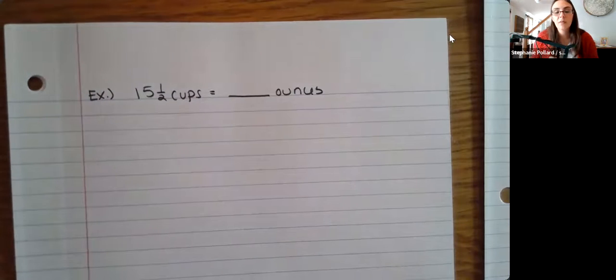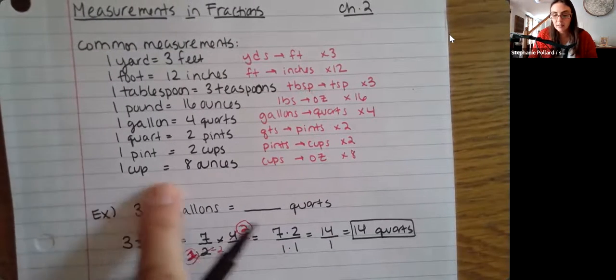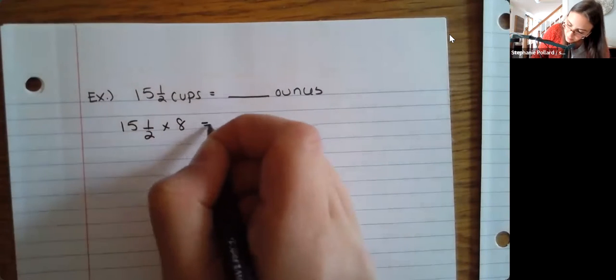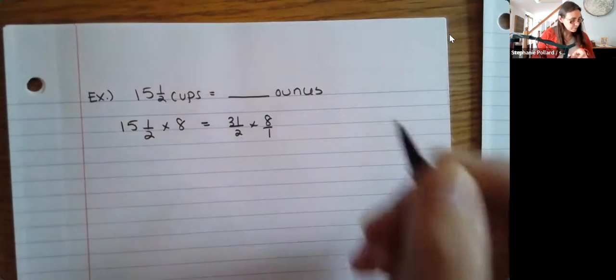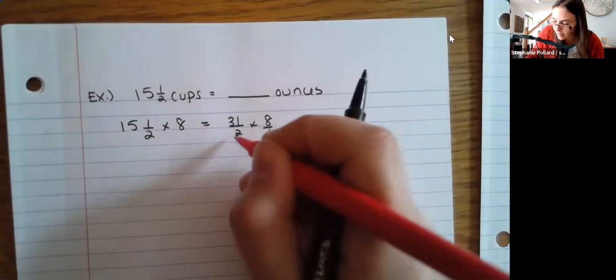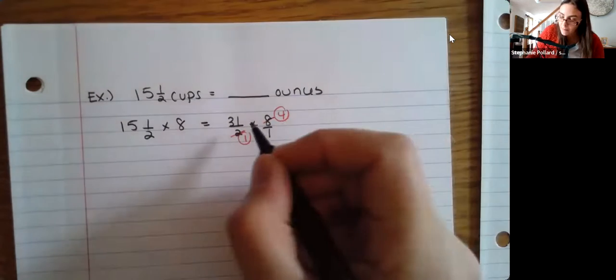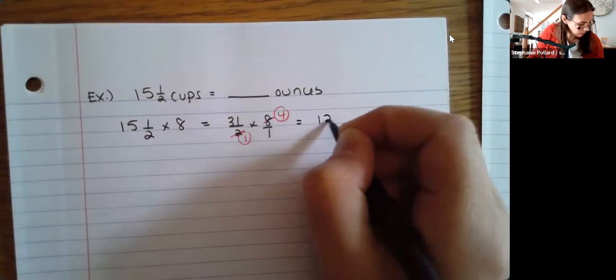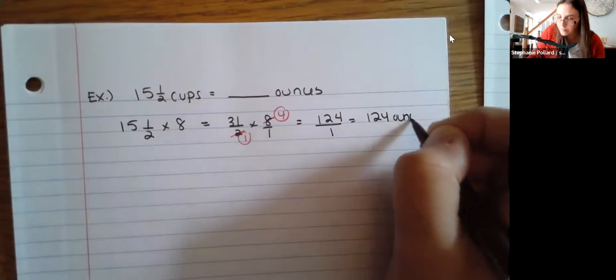So for the next one, we're going to do 15 1/2 cups going to ounces. And again, if you don't have these memorized yet, that's okay. You're going to get there. Cups to ounces is times 8. So we're going to take that 15 1/2 and multiply it by 8. Here we would have 30 and then 1, so 31 over 2 times 8 over 1. And I can do some cross simplifying here, divide those both by 2. And then I have 31 multiplied by 4, which is 124 over 1. So 124 ounces.